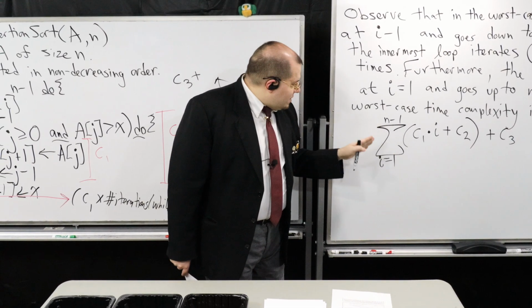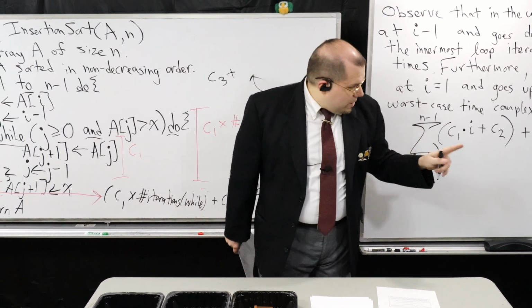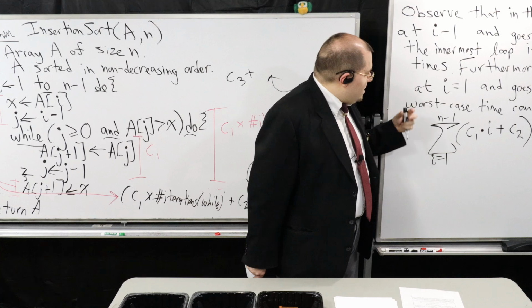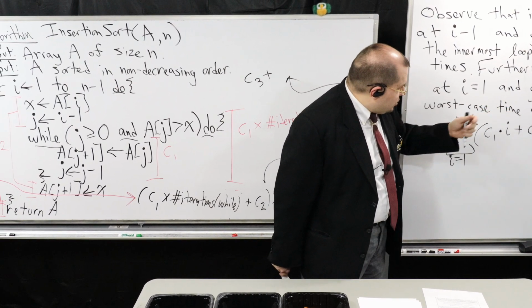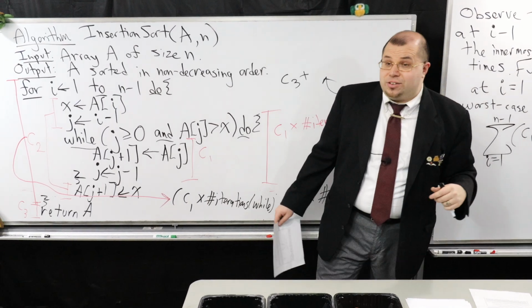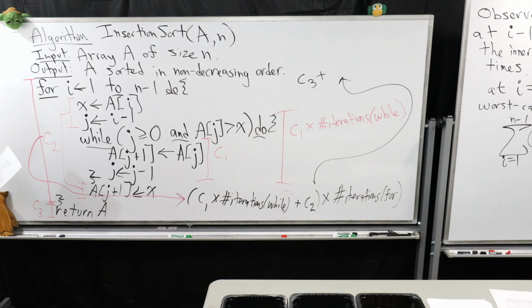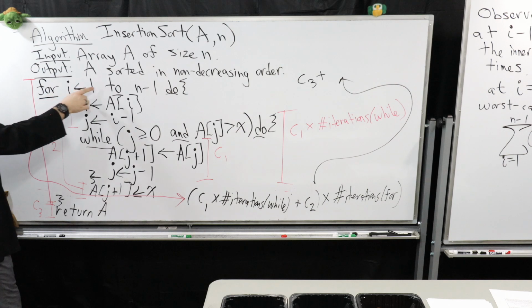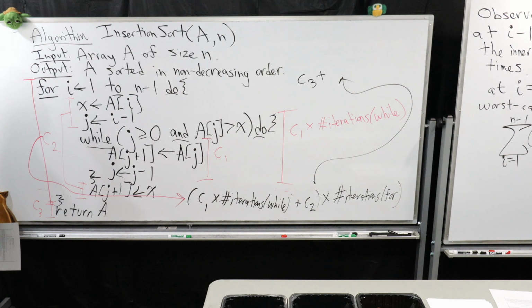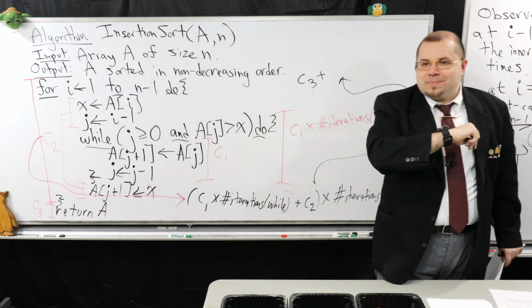So you start off with I as 1, and then you plug in what I is for where I appears here. So you'd have C1 times 1 plus C2. Then you would go to I equal to 2, C1 times 2 plus C2. And so on, up until n minus 1. Just to reiterate, the outermost loop goes from I assigned to be 1 to n minus 1. Notice that that exactly appears over here with this summation.